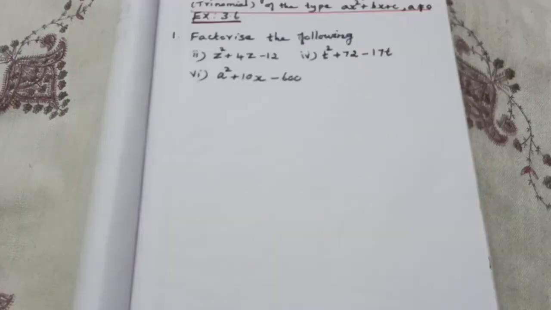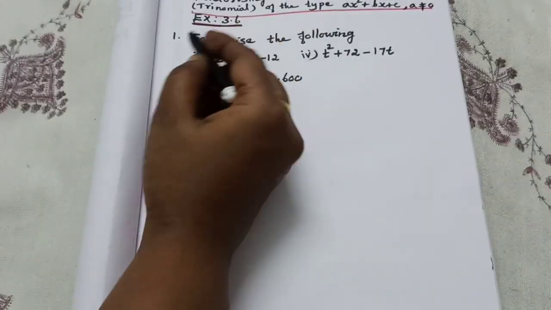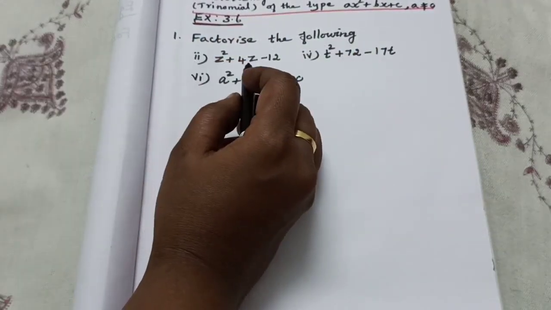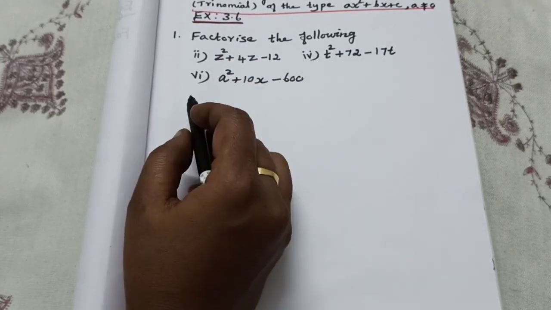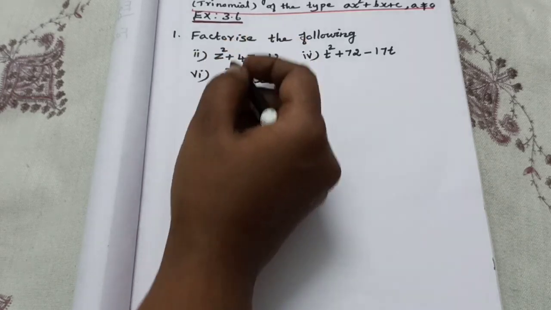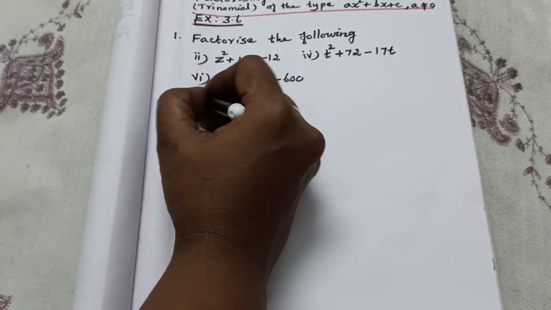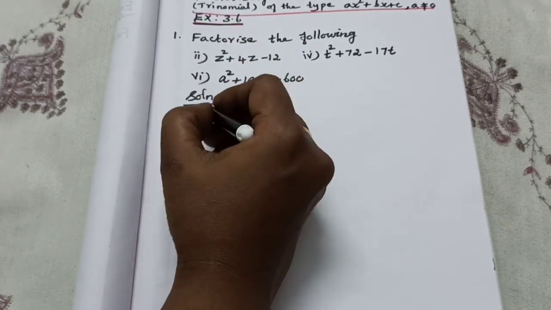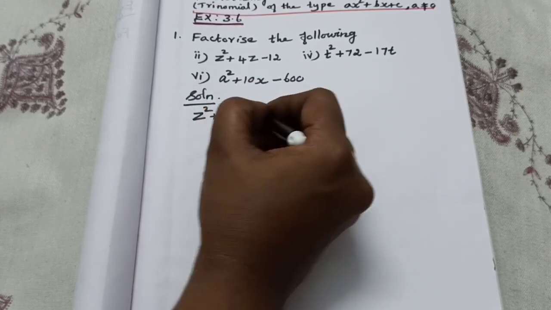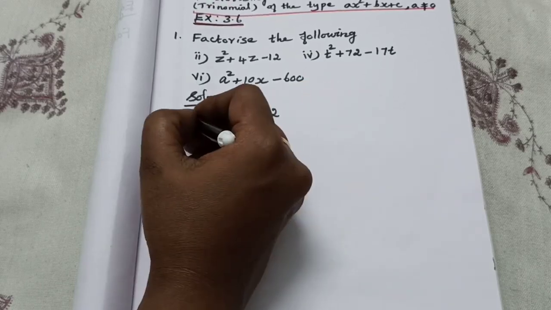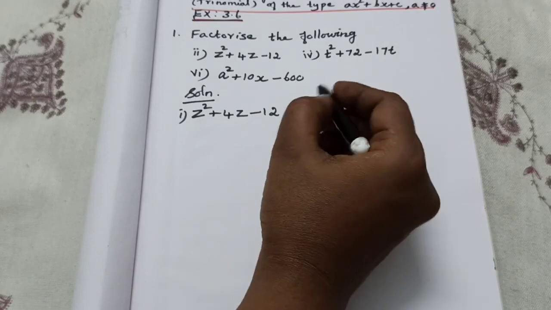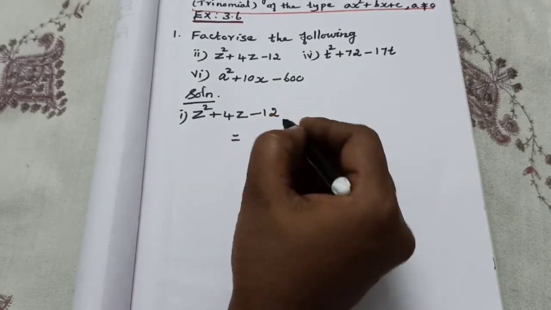Now you say. Exercise 3.6. First one, factorize the following. Second question, fourth subdivision and sixth subdivision I am giving. The remaining questions you do as homework. Then the second question is z square plus 4z minus 12. First subdivision, this is the question. Then this is equal to.